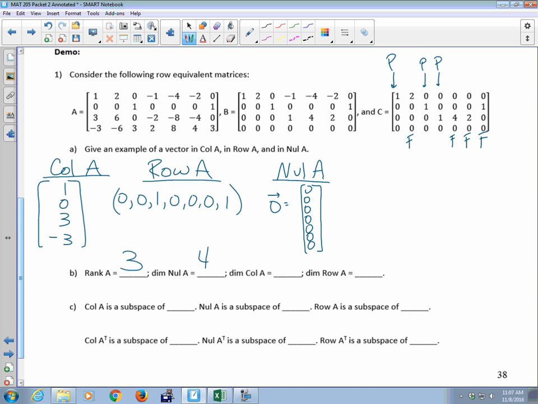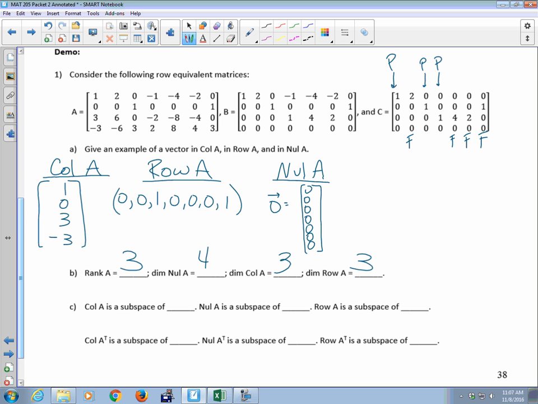The dimension of the column space of A, that is the same thing as the rank, so that's 3. The dimension of the row space of A. So the way you find a basis for the row space, remember, is the non-zero rows of any echelon form. How many non-zero rows of B do I have? 3. The last row is all zeros. So the dimension of the row space of A is 3. There will be 3 vectors in that basis.